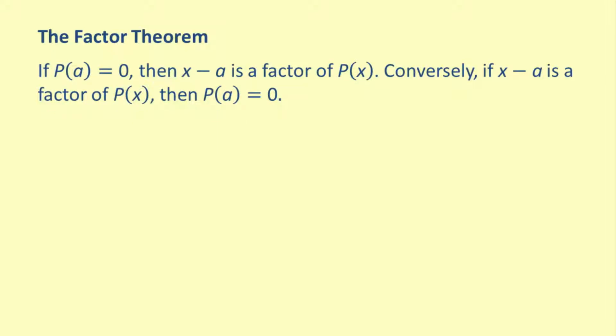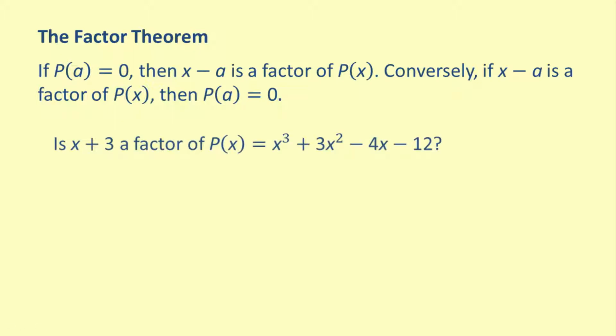In this video, we will learn how to factor polynomials and find real zeros using the factor theorem. The factor theorem states that if a polynomial p of a equals 0, where a is a real number, then x minus a is a factor of the polynomial p of x. Conversely, if x minus a is a factor of the polynomial p of x, then p of a equals 0.